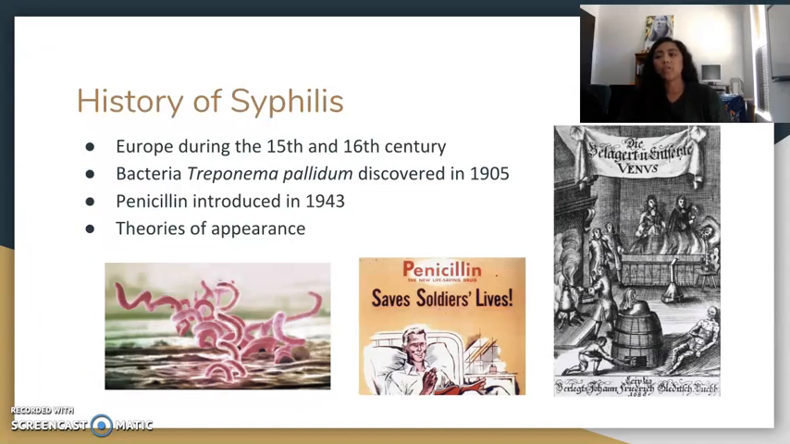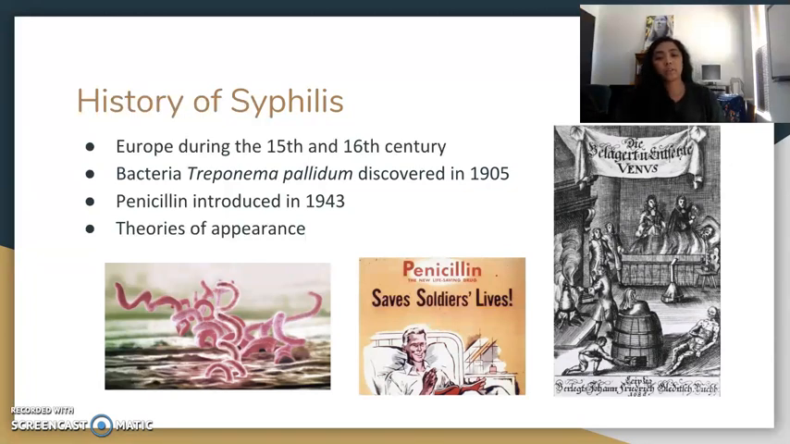Around World War I, syphilis reappeared, but with the introduction of penicillin in 1943, the cases of syphilis were soon reduced, as public health and quicker access to treatment increased.